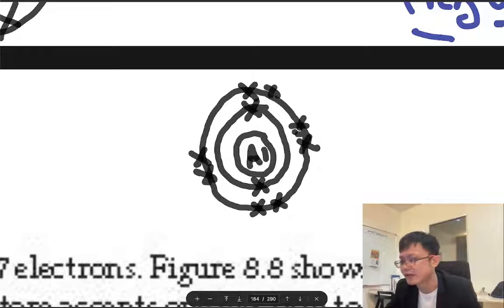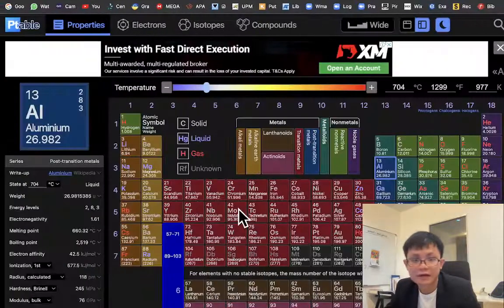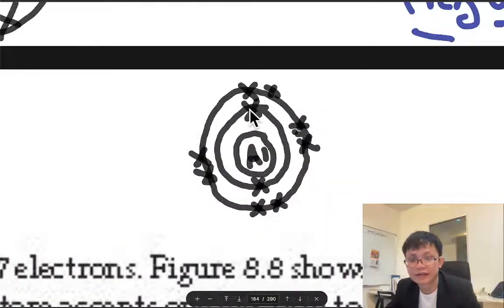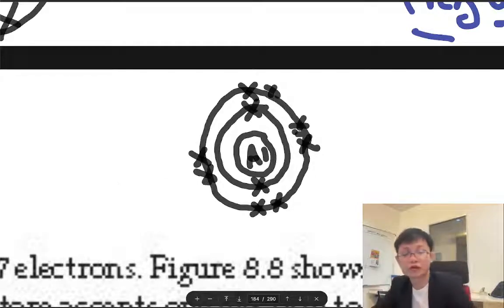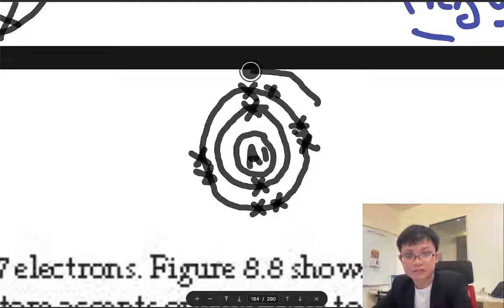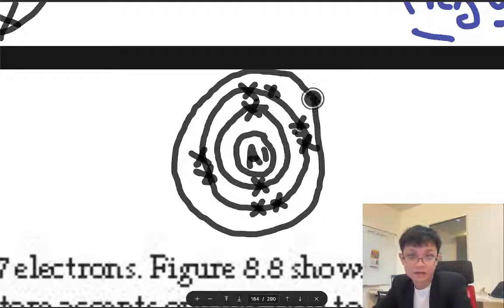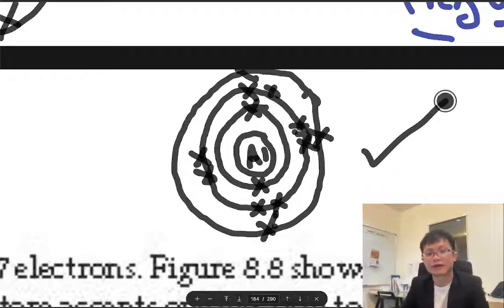Just now, how many already for the aluminium? 17, is it? Aluminium is how many already? Aluminium is 13. You can see here, 13. So let's do 13. So we already have how many? 1, 2, 3, 4, 5, 6, 7, 8, 9, 10, 11, 12, 13. So I need to draw 3 more. So let's draw 3 more electrons. 1, 2, 3. So I get it correct already.